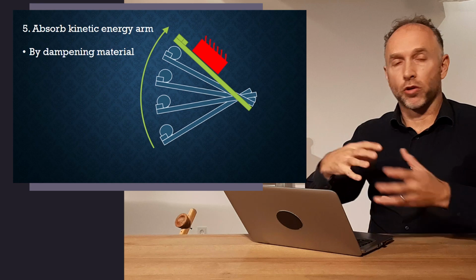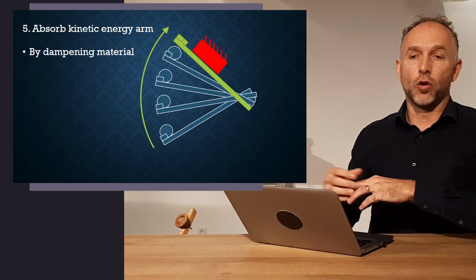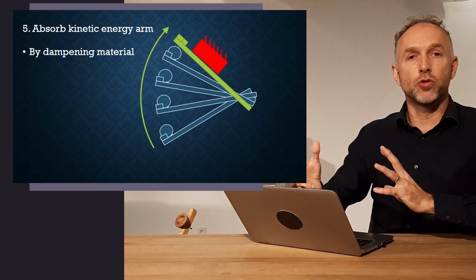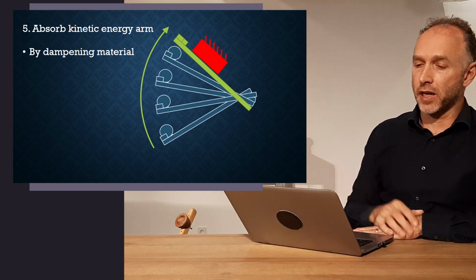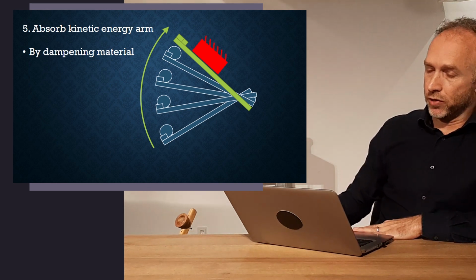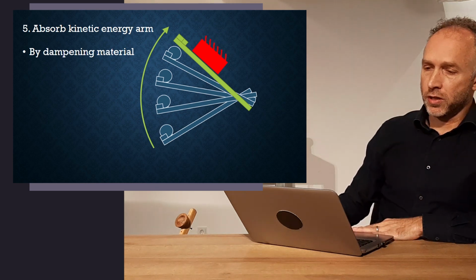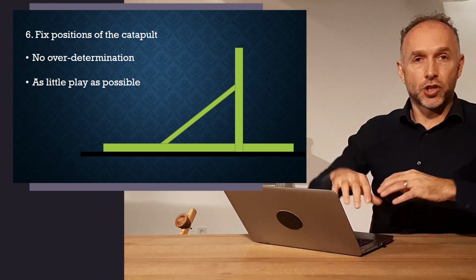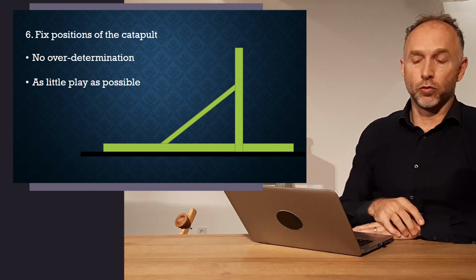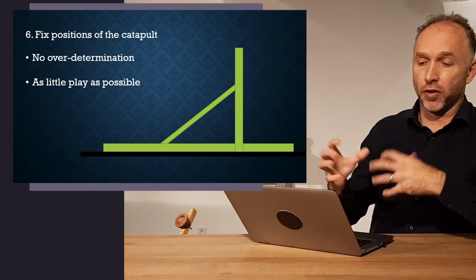Fifth function, we have a lot of energy now in our arm and we need to dampen that. Or else our catapult will destroy itself or it will deform and shoot every time in a different way. So we need to absorb our kinetic energy by some dampening material. That's the fifth function. We arrive at our last function, and that is that we need some framework to fix the position of the catapult.